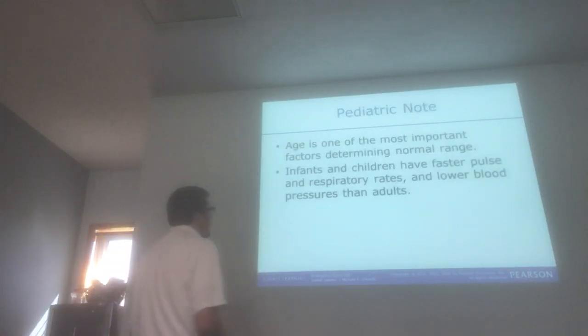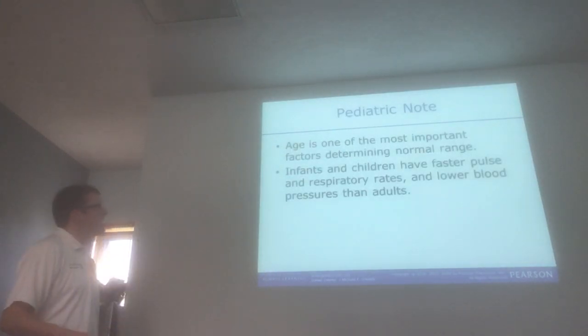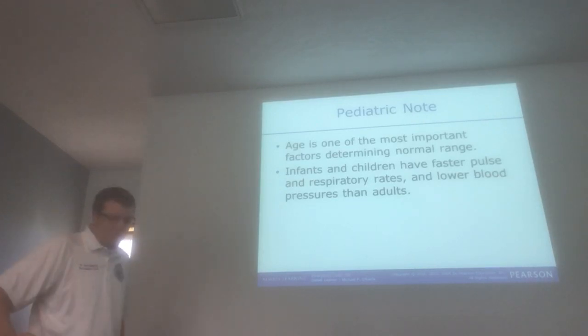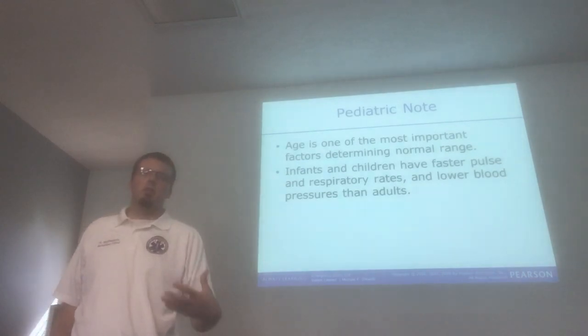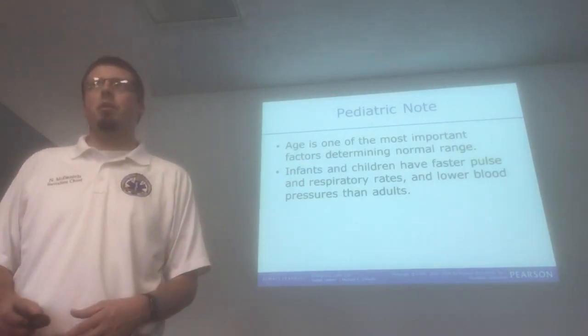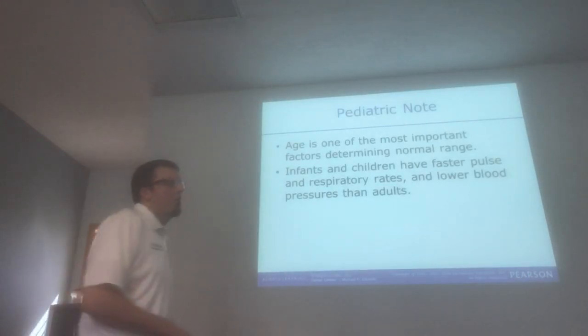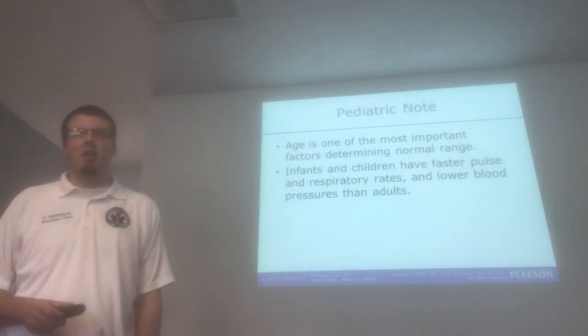So in pediatrics, age is one of the most important factors determining normal range. Infants and children have faster pulse and respiratory rates and lower blood pressure. So peds have all different normals than what we're used to, okay? They're going to run with blood pressures in the 90s, or maybe some in the high 80s depending on age, right?